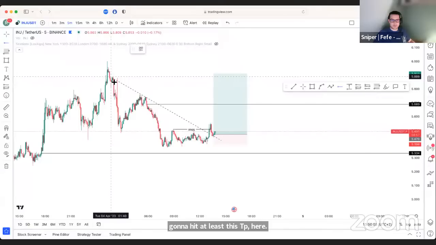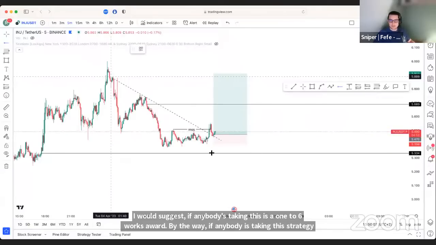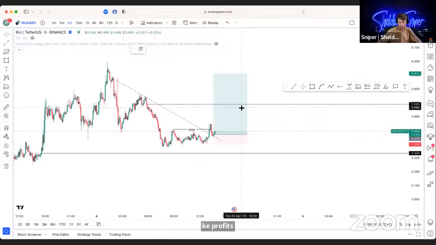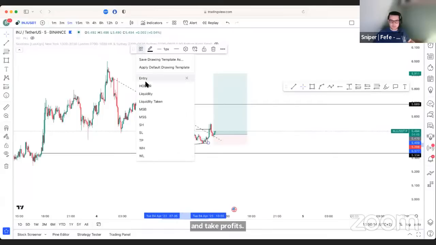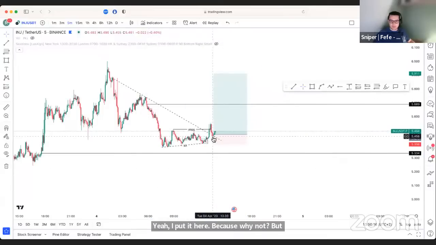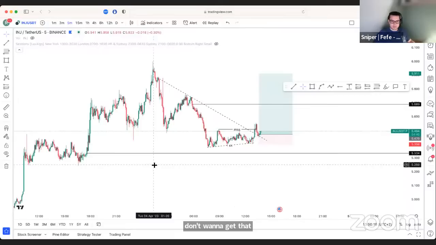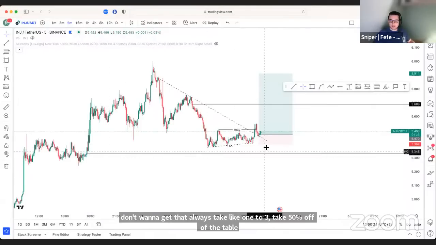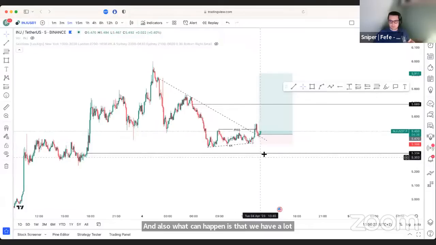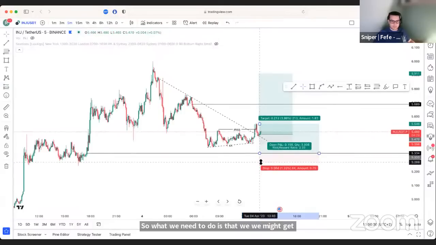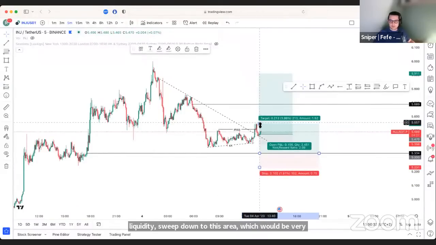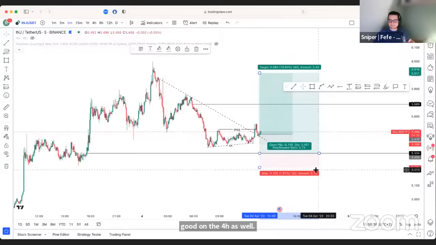But if we don't want to get that YOLO, always take like at 1 to 3, take 50% off the table. Also, what can happen is that we have a lot of liquidity down here. So we might get a liquidity sweep down to this area, which would be very good on the 4 hour as well. So even if we break this, that would be okay. And then enter here with a stop loss, probably below here. Something like this.